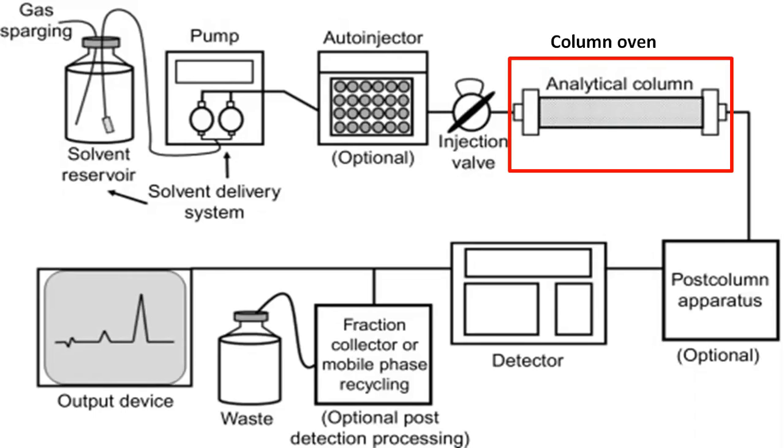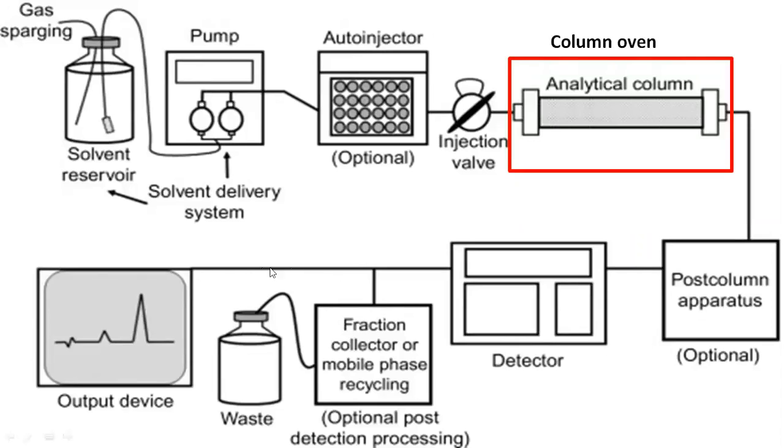Now the injected sample and the mobile phase pass through the analytical column, where the separation occurs. Depending upon the relative affinity, different compounds will be eluted at different times. Then it reaches the detector. At the detector, it detects how much of the compound is there and at what time the compound is eluted.